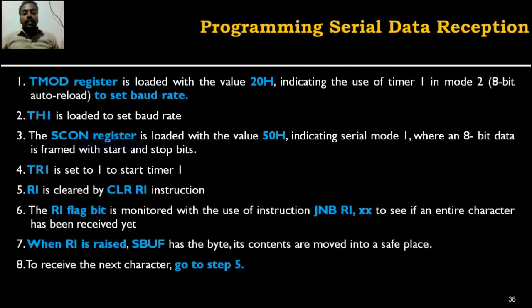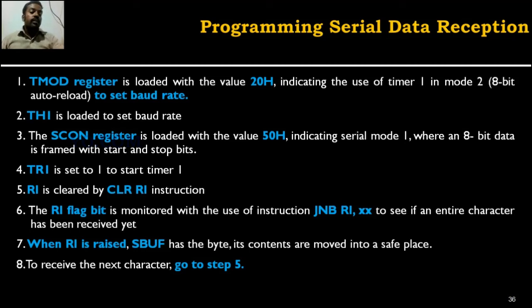In the same way, serial data reception. The TMOD register is loaded with the value 20H, indicating the use of timer 1 in mode 2, 8-bit auto-reload mode, to set the baud rate. TH1 is loaded with the value to set the baud rate. The SCON register is loaded with the value 50H, indicating serial mode 1, where the 8-bit data is framed with the start bit and stop bit. TR1 is set to 1 to start timer 1, and RI is cleared by the CLR RI instruction. RI means receive interrupt.